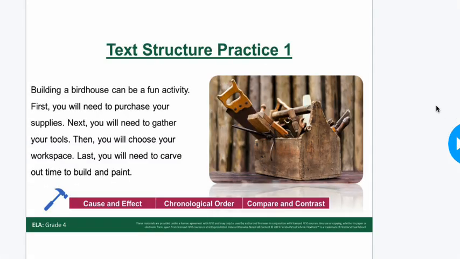Let's take a look at this next one. So this is cause and effect, chronological order, compare and contrast. I want you to go ahead and pause the video, read the passage, and then pick which type of text structure you think it is. When you're ready, you can go ahead and hit play, and then you can hear me talk about how I solved this problem.